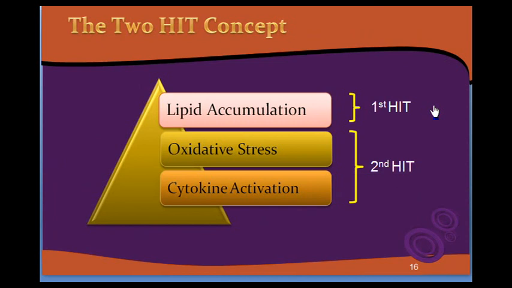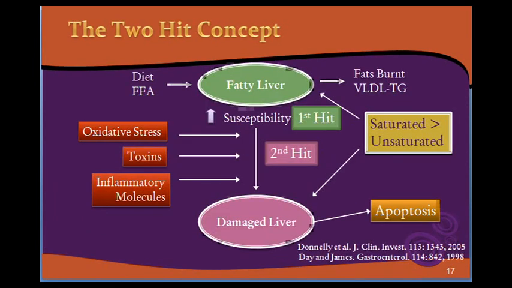This lipid accumulation, if it is left unchecked over a period of time, will lead to oxidative stress on the fat laden liver cells, and there will be cytokine activation from the adipose tissue and from within the liver cells which are fatty, and that is called the second hit. So, it is a two-stage process, the first hit causing NAFLD and the second hit converting NAFLD into NASH.